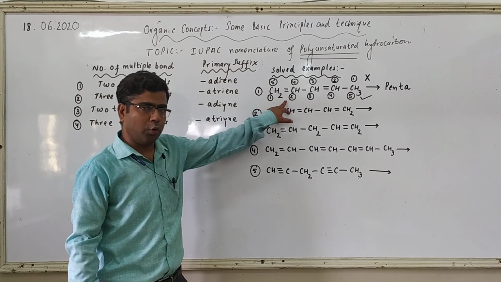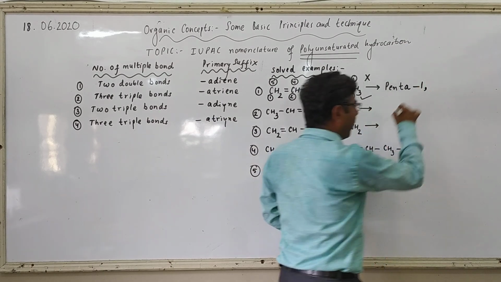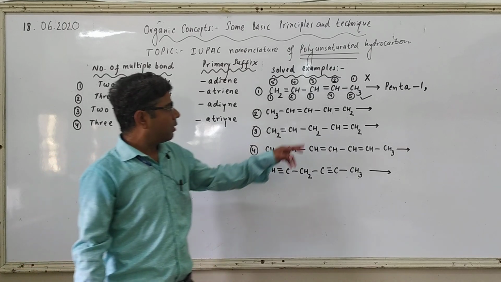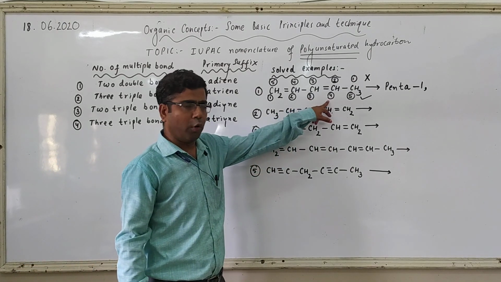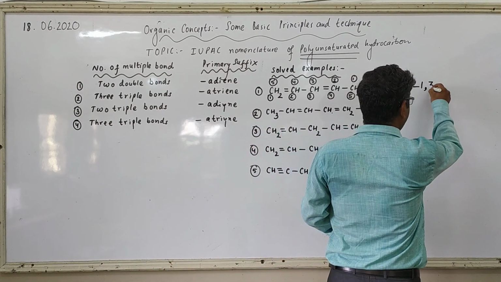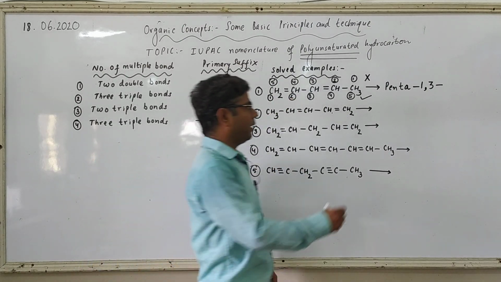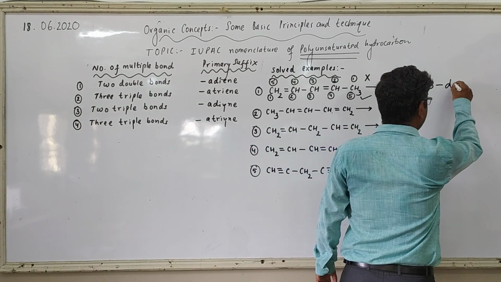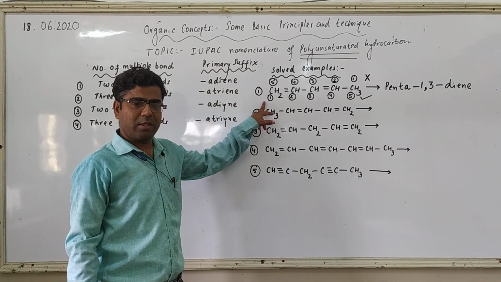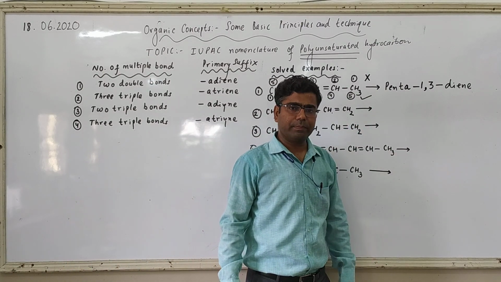Next part, the position of the double bonds. The first double bond is located between 1 and 2, so use the lowest number, that is 1. So it will be 1, comma. Always remember, between the numbers we have to use a comma. The second double bond is located between 3 and 4. Use the lowest number, 3, so it will be 1, comma 3, dash. Because two double bonds are there, diene will be the primary suffix. So this is diene. So the correct IUPAC nomenclature of this compound is penta-1,3-diene.